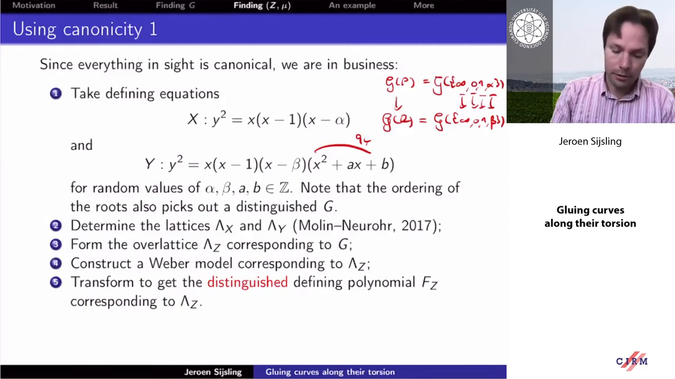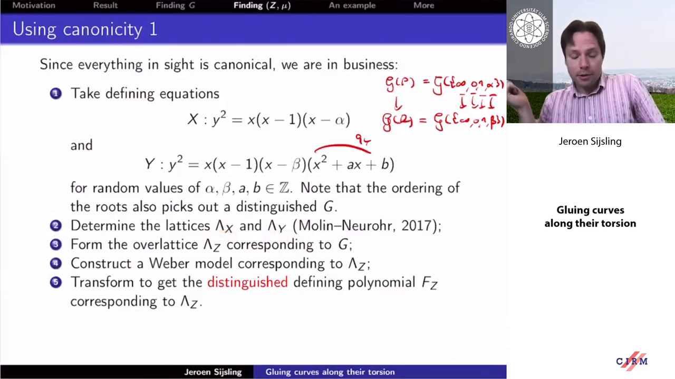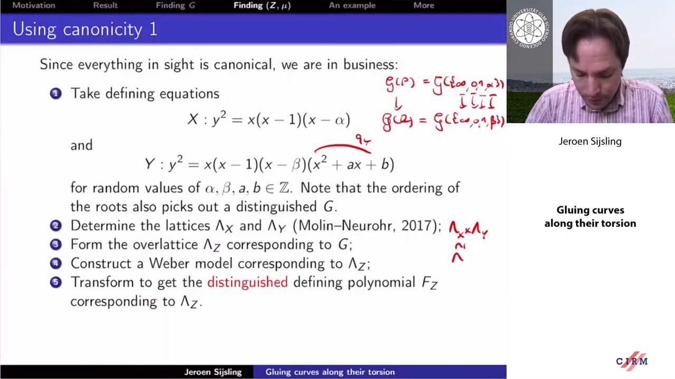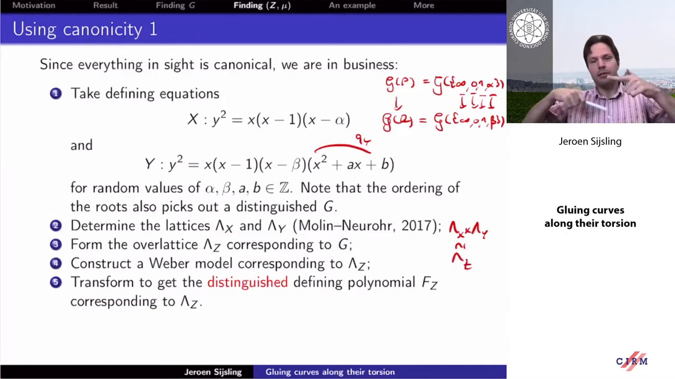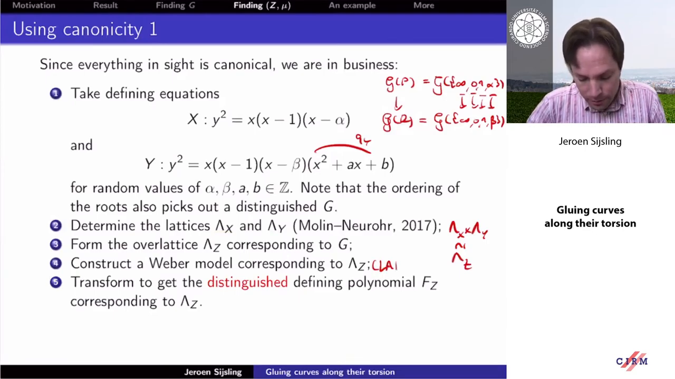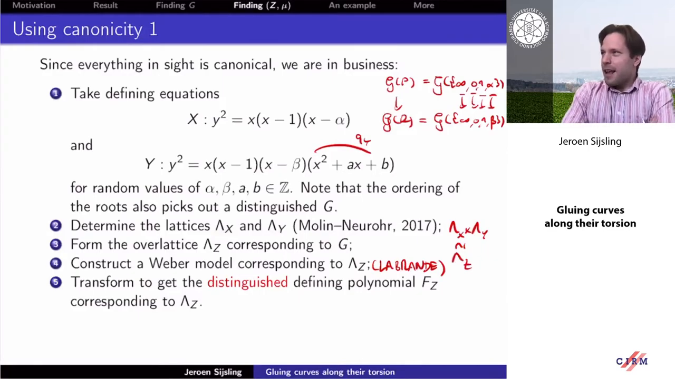All right, and now you just go and calculate. You find the period lattices corresponding to X and Y. You form a corresponding lattice, because it turns out that their work also allows you, via Abel-Jacobi functoriality, to find a lattice corresponding to the quotient by G. And then you can, using theta values, work due to Weber makes this possible, you can find a Weber model corresponding to lambda z, or at least a curve that up to a transformation of the ambient space has the right period lattice. But that's the whole thing.